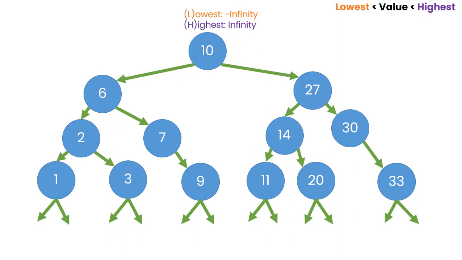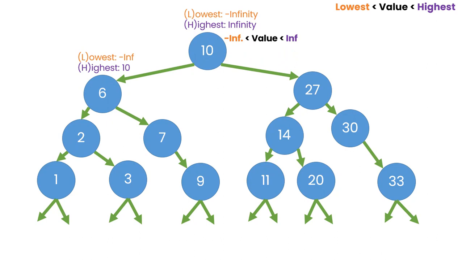Now to apply our recursion, we're gonna go to the left side first. We finish the left, then we go to the right side. That's how DFS and recursion work. So now the lowest value of 6 is gonna be negative infinity, and the highest possible value of 6 is gonna be 10, because we know in a binary search tree the left child must be smaller than its parent, which is 10.